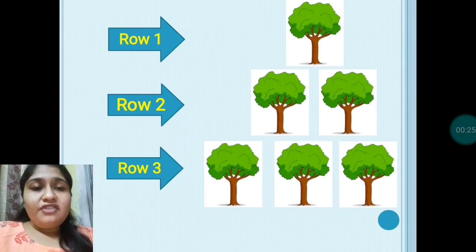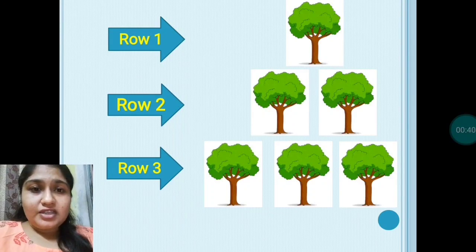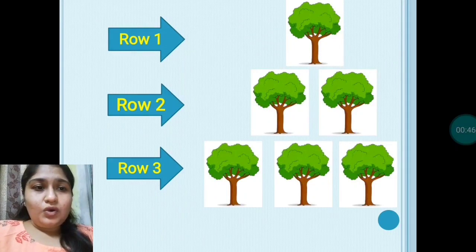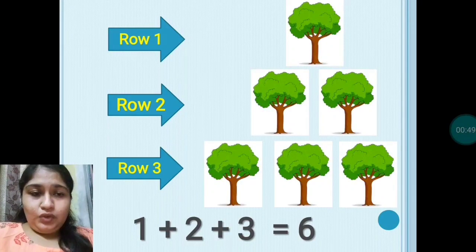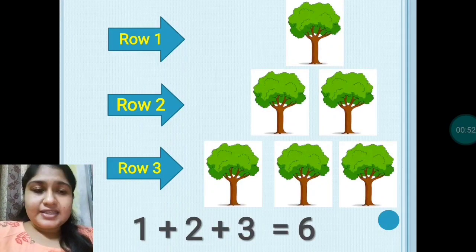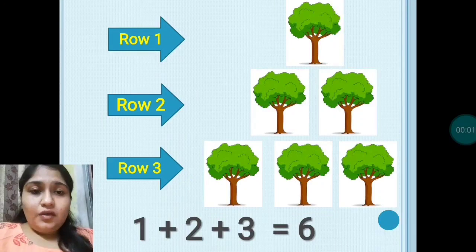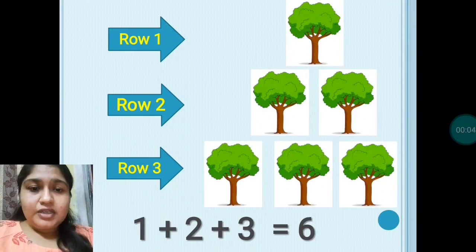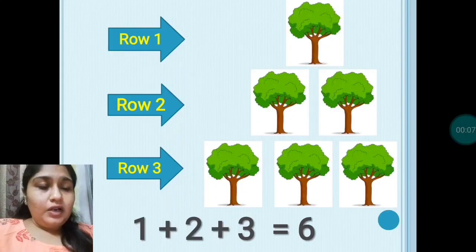And in row 3, how many trees are there? 3. So students, if I add row 1 and 2, in row 1 there is 1 and in row 2, 2 trees are there. So 1 plus 2 is 3. And in row 3, how many trees are there? 3. So 3 plus 3 is equal to 6. So 1 plus 2 plus 3 is equal to 6. Here we have done this by counting the trees in groups.